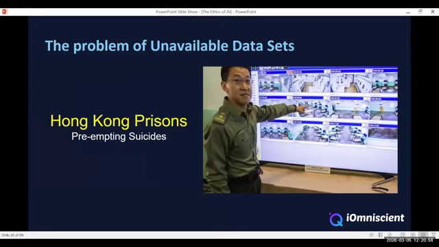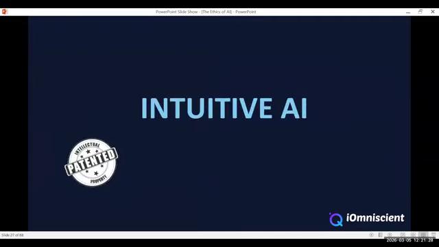So now let's think of a new problem. A customer came to us and said, how do you detect suicides? We want to detect suicides in the Hong Kong prisons. The point is, how do you get 100,000 people to commit suicide so that you can train your system? The data set does not exist, and it's impossible to create. And that happens in real life. There are many real life situations where there is no data set. So how do you train your system?